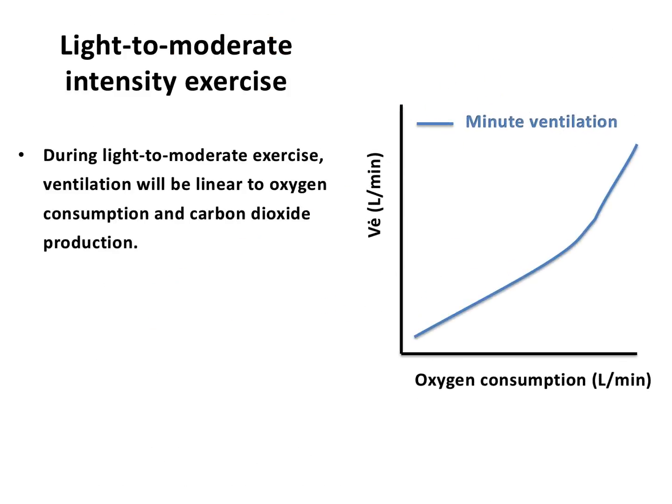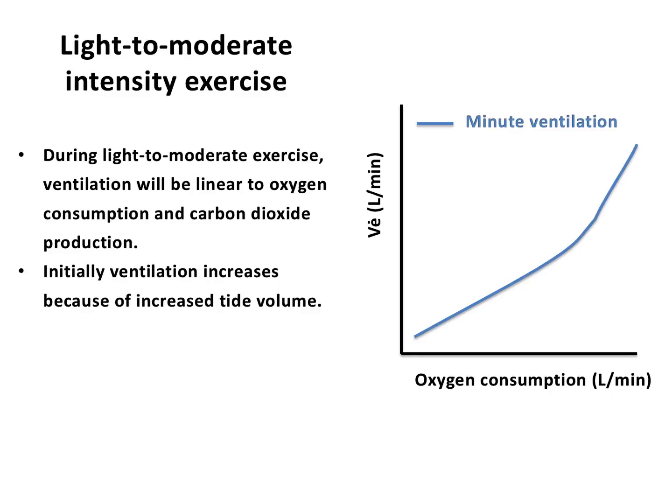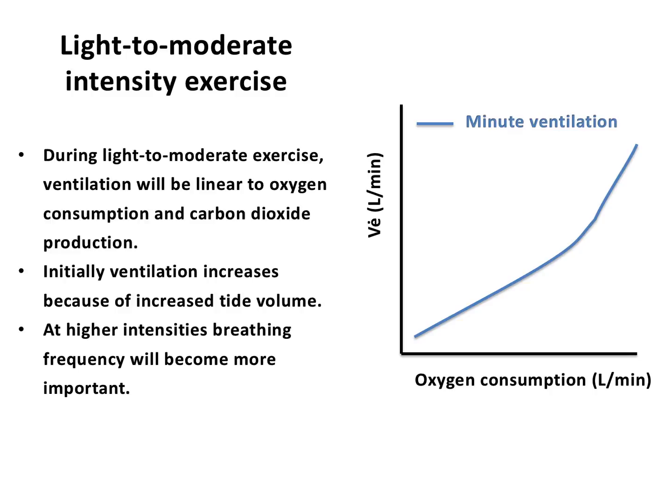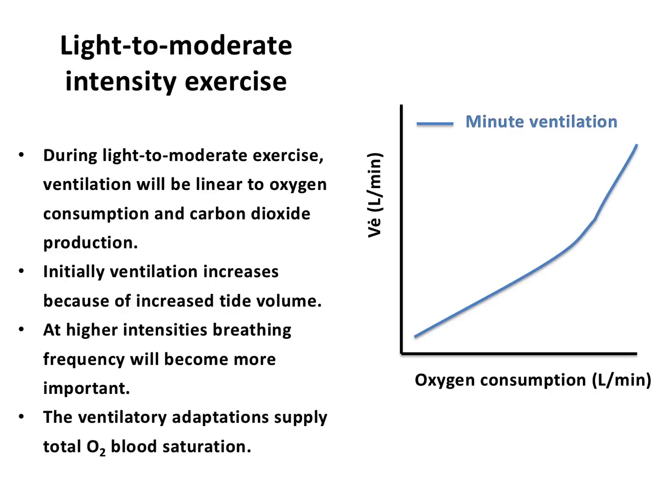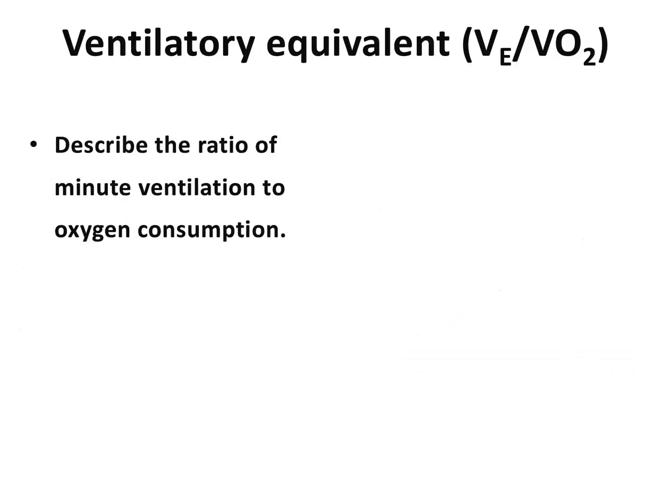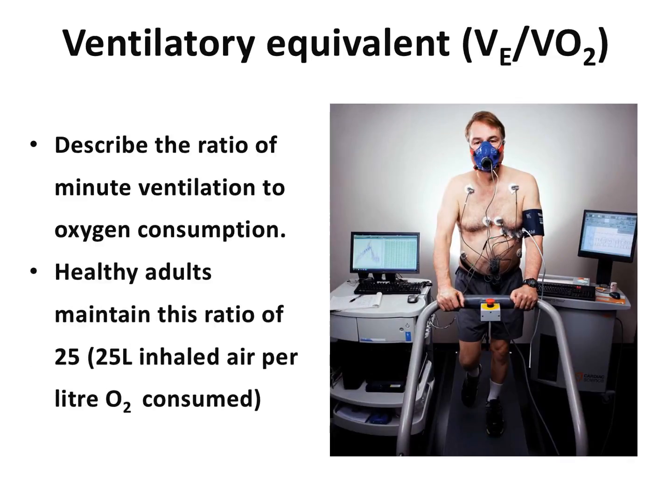Ventilation increases as oxygen consumption increases. Initially, there will be an increase in ventilation due to an increase in tidal volume. As exercise intensity increases, breathing frequency will increase as well. Ventilatory equivalent explains the relationship between minute ventilation and oxygen consumption. In adults, it is about 25 liters of air breathed per liter of oxygen consumption. Children have a ventilatory equivalent of about 32 liters of air breathed per 1 liter of oxygen consumption.